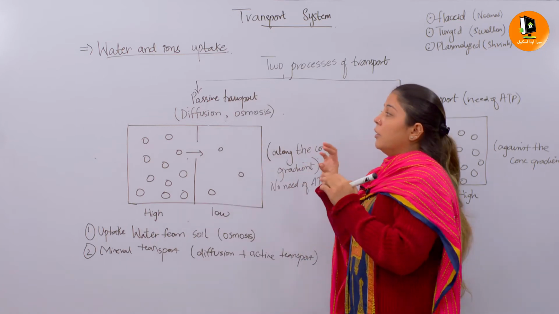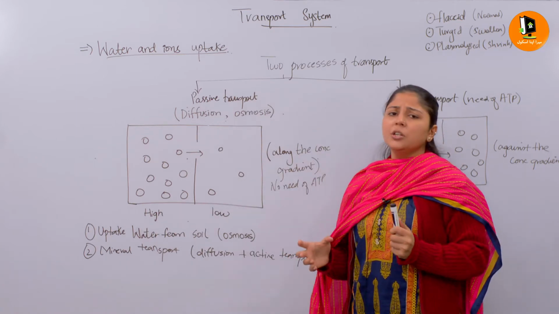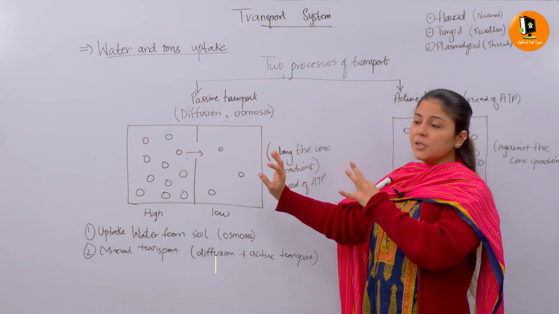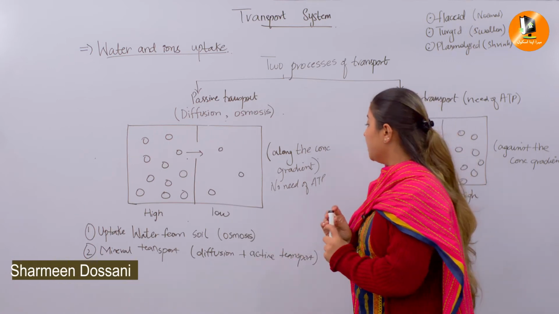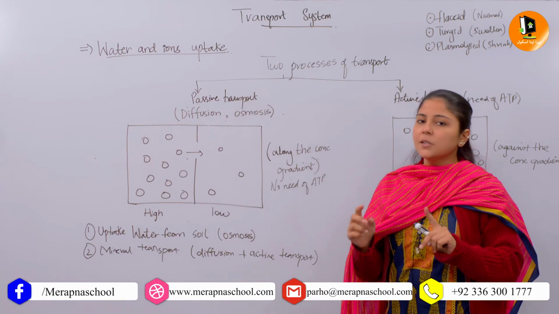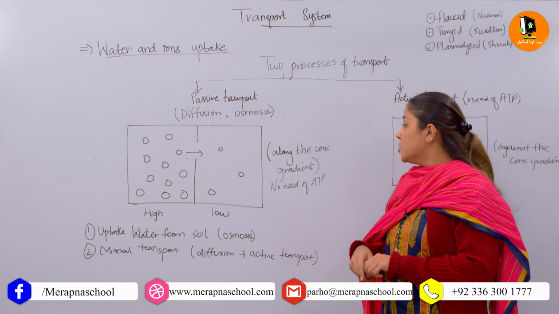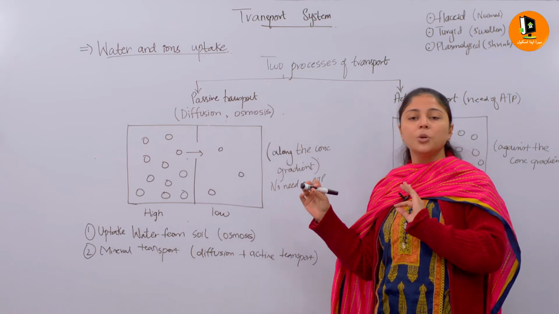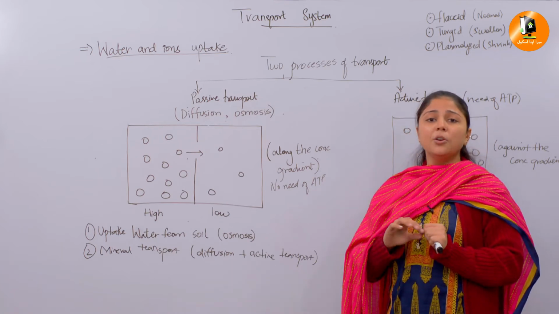So for this concept, transport in plants, please understand the two processes of the transport system, that is active transport and passive transport, okay. In plants, there are mainly two important raw materials, water molecules and minerals. So, uptake of water from the soil. In the last video, we discussed this: the root structure is there. It is a very complex structure.